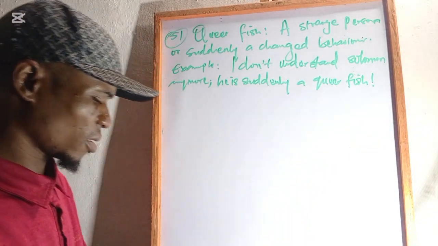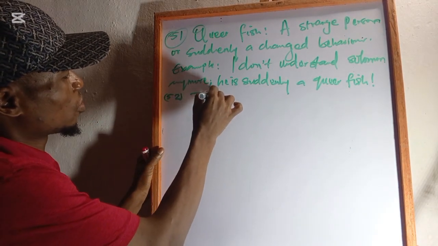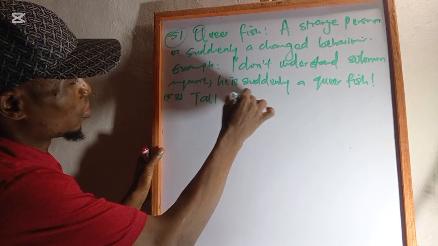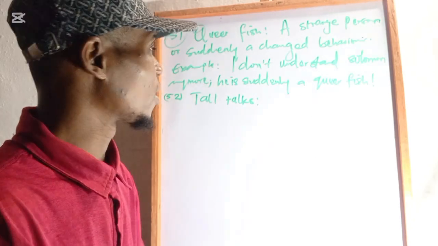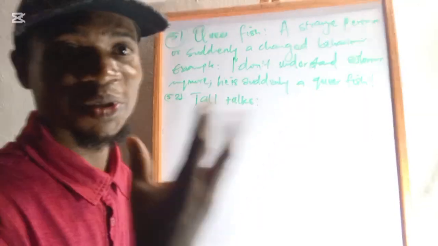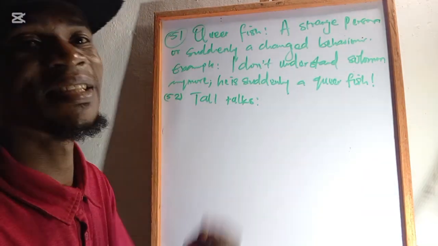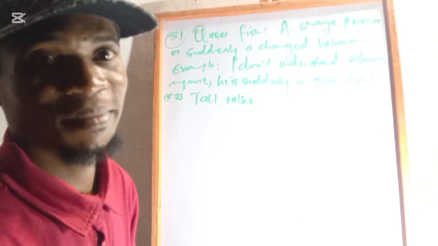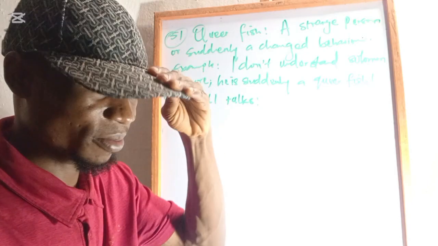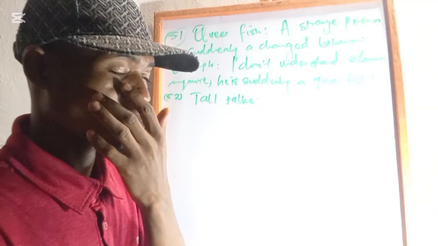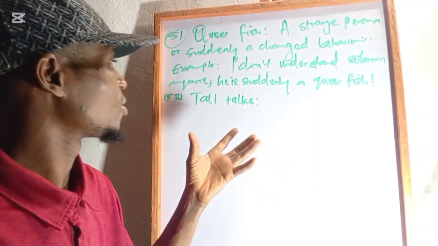So take note of that again. Or you have 52 here: tall talks. You see, one thing that makes idiomatic expressions so funny is this. When you look at this, tall talks, how can talk be tall? If you do not know the meaning of tall talk, there is never a way you will know it. You can't guess. If you guess, you guess rubbish. So that is what I'm here for. Please make sure you are getting everything that I'm teaching you.